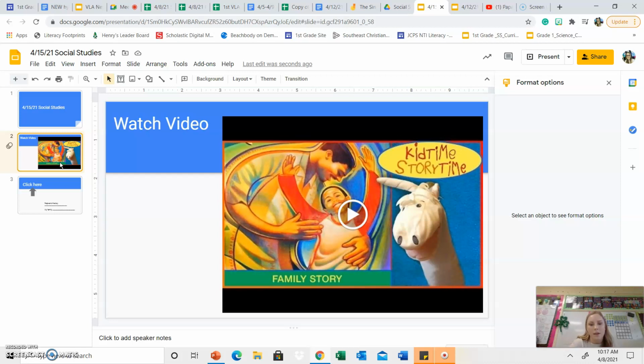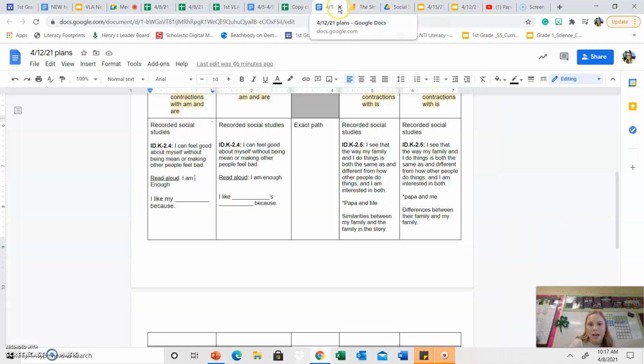Today for social studies you are going to be listening to a read aloud of the story Papa and Me, and we have actually read this during one of our live lessons before. The standard that we are working on today is IDK25: I see that the way my family and I do things is both the same as and different from how other people do things, and I'm interested in both.